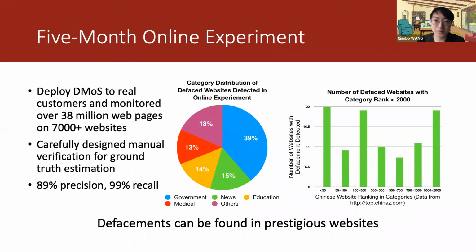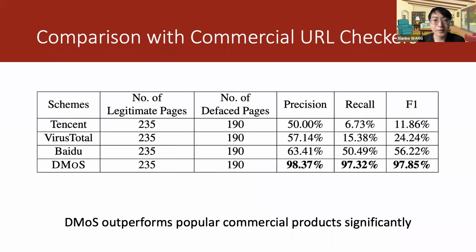We deployed DEMOS to real customers and monitored over 38 million web pages for 5 months. The system has successfully detected over 500,000 defaced web pages in real life, and a significant portion of them belongs to influential websites, like government websites and university websites. We also did some comparison experiments to evaluate the performance of our system against some popular commercial URL checkers. We can see that DEMOS increases both precision and recall largely.